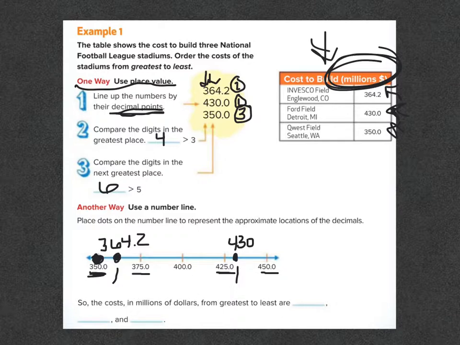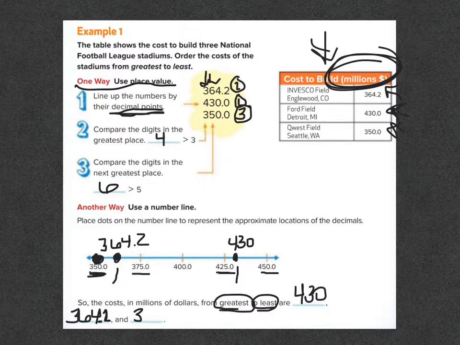So the cost in millions of dollars from greatest, let's check that out, to least are 430, 364.2, let me get my decimal point in there, and 350. And there we go. Let's try another one.